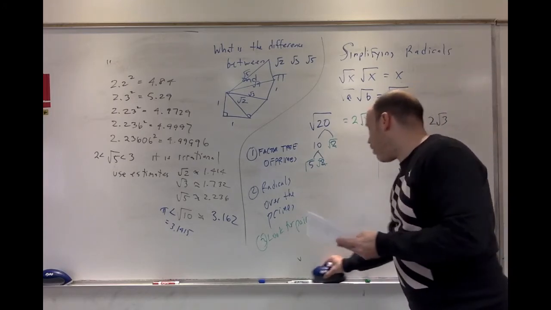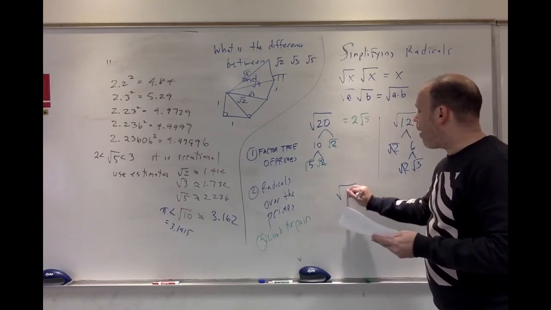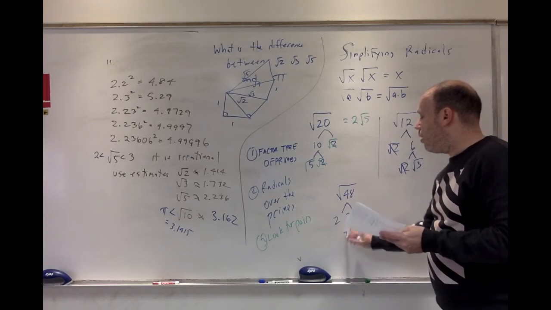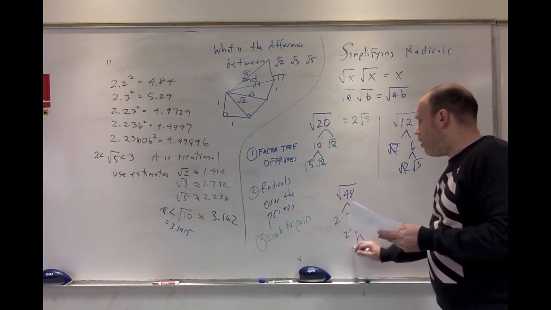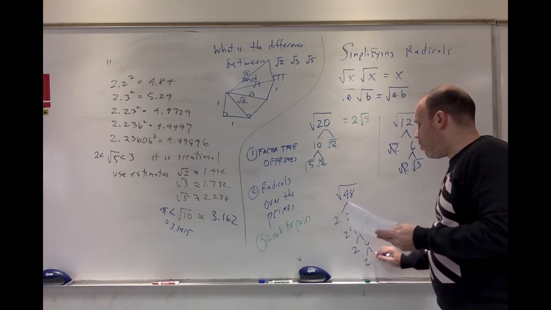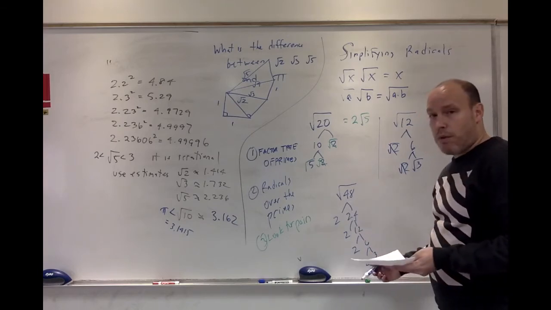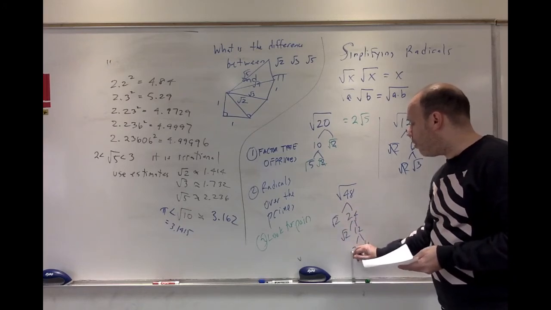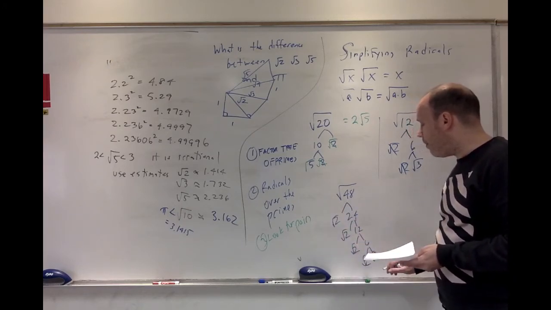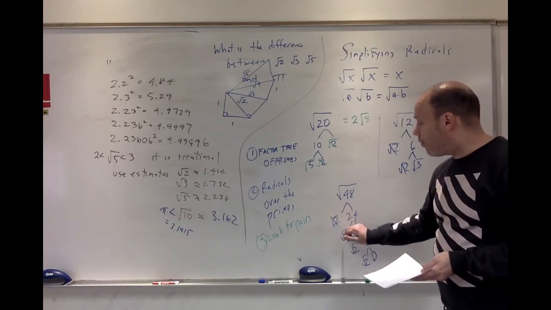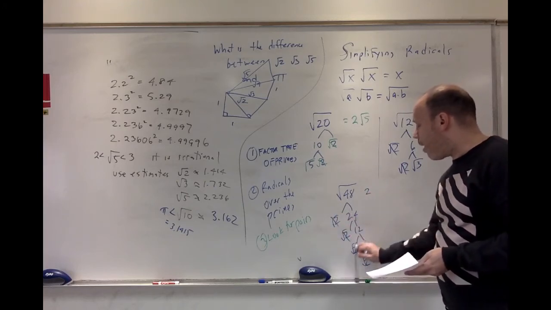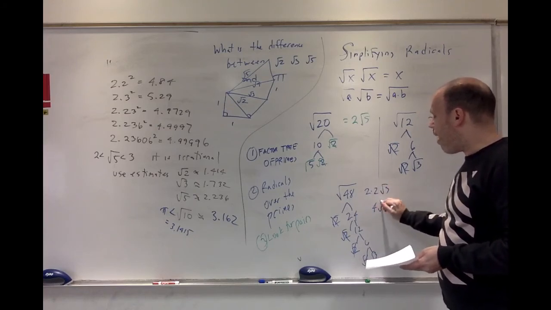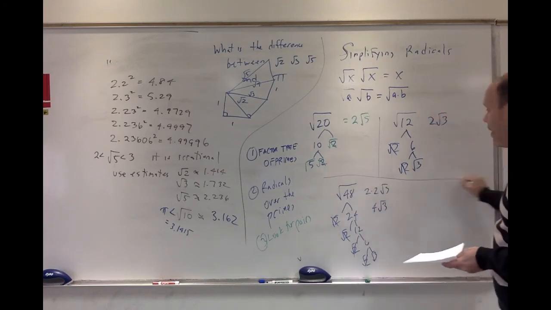I love radical 48. Let's look at 2 ways to do radical 48. You might say 2 times 24, 2 times 12, 2 times 6, 2 times 3, right? And then put radicals over the primes. Look for pairs. A pair of 2s, 2. A pair of 2s, 2. 3. 4 radical 3.